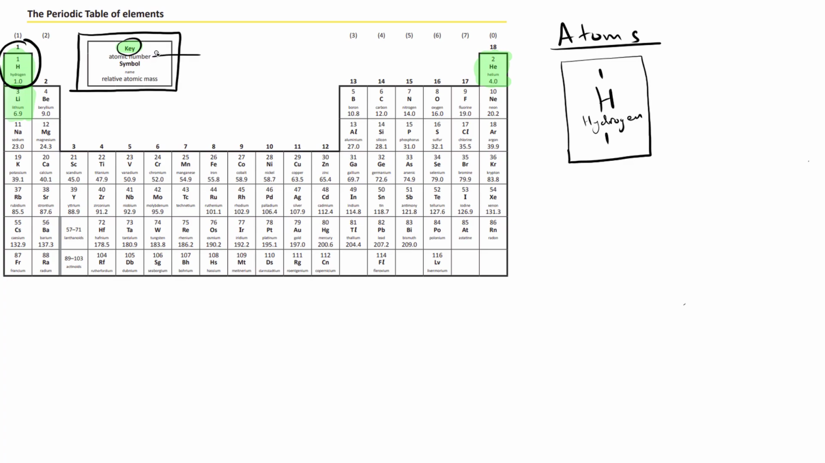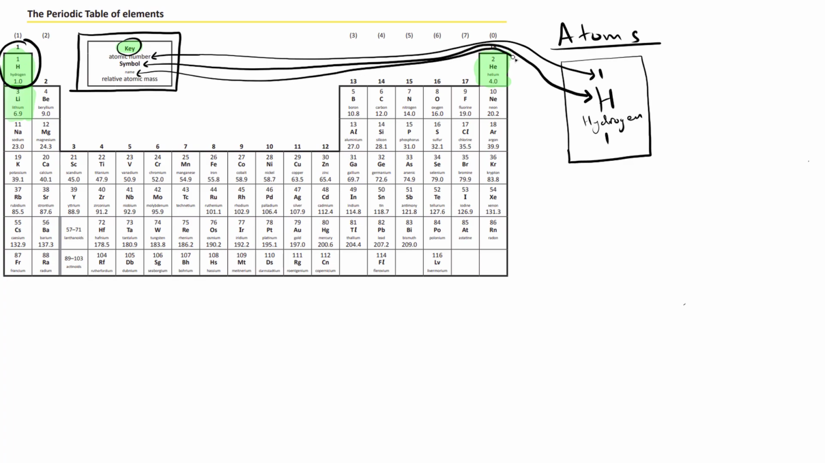The number on the top is the atomic number. In this case, it's 1. In the key, it then says symbol, and this is the symbol that represents this element, which is H for hydrogen. Then it says name, and the name is called hydrogen. Then it says the relative atomic mass. So that's the mass of this atom, which is hydrogen.